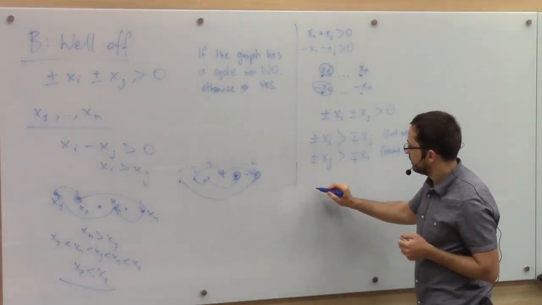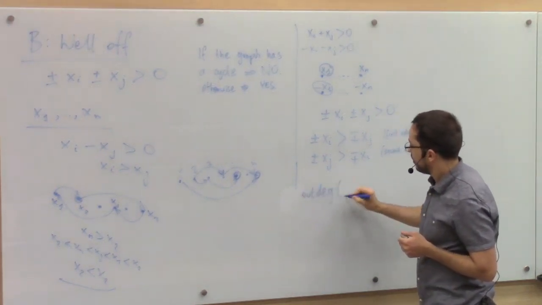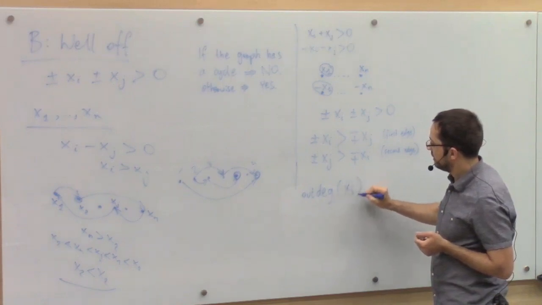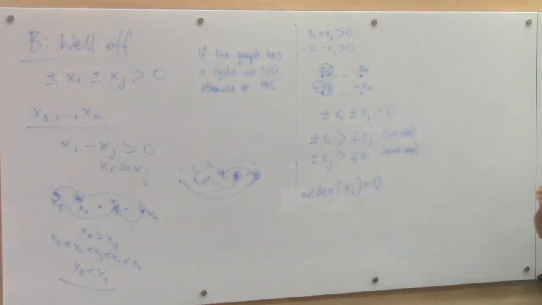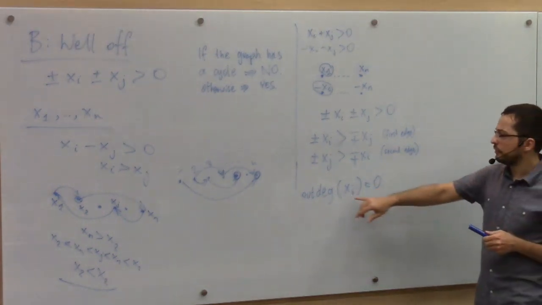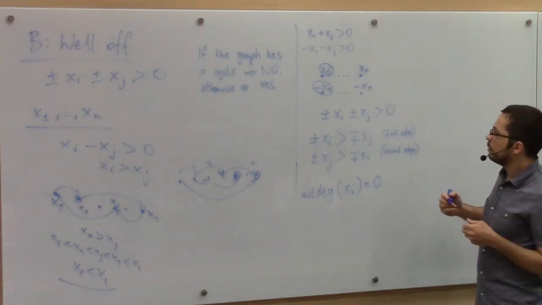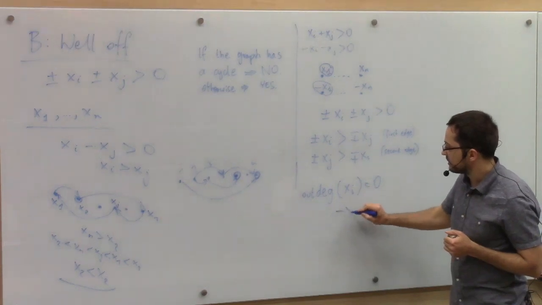So let's say that the out degree of vertex, let's say xi, is equal to 0. So we don't have any outgoing edges from this vertex. So we don't have any vertex which must have a bigger value than xi. So actually, for xi, we could just put some kind of maximal possible value. But we must be careful what happens to the vertex minus xi.